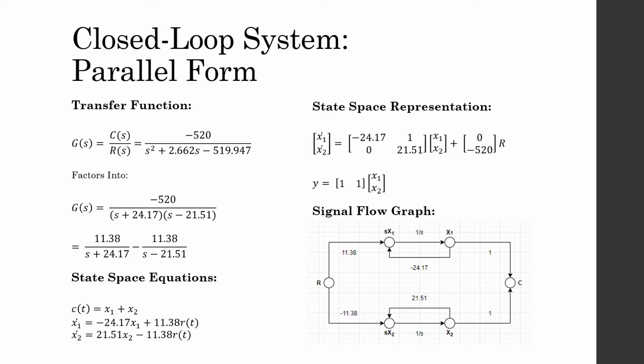Then using our state space equations, we're able to get our state space representation, including our A matrix, where we again see our poles along the diagonal. We also have our B matrix and our C matrix, and you'll notice a big difference between this form and the cascade form in that both x1 and x2 are involved in finding y, our output. Then, using the state space representation, we're able to find our signal flow graph, which gives us a pretty good representation visually of what our system goes through from input to output.